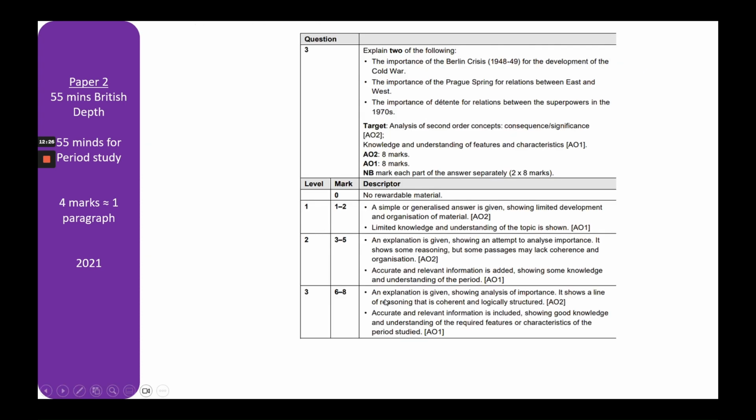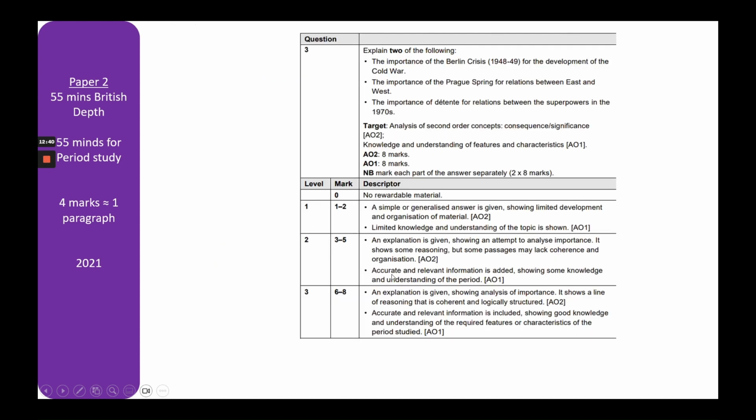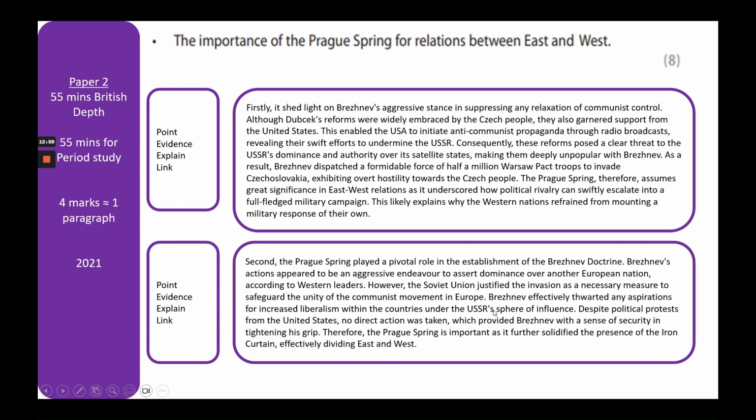And if we read level 3, so for AO2, and remember AO2 is always the second order concept, so this one here is consequence, a bit of significance, because the question was the importance of the Berlin crisis. So AO2: an explanation is given showing analysis of the importance. It shows a line of reasoning that is coherent and logically structured. And then AO1 is that knowledge, so accurate and relevant information is included showing good knowledge and understanding of the required features or characteristics of the period studied.